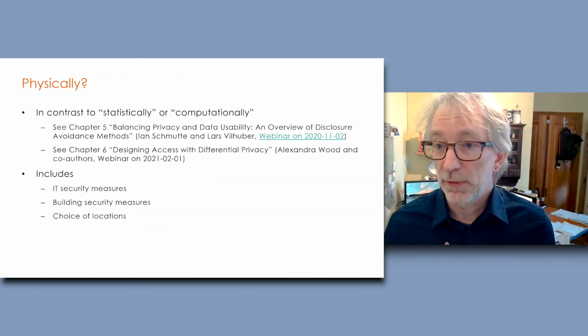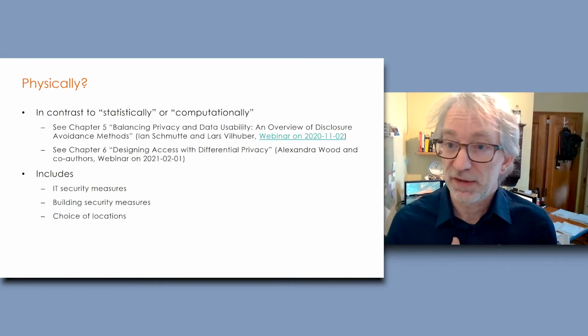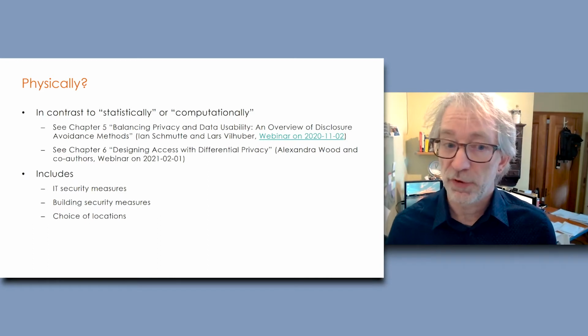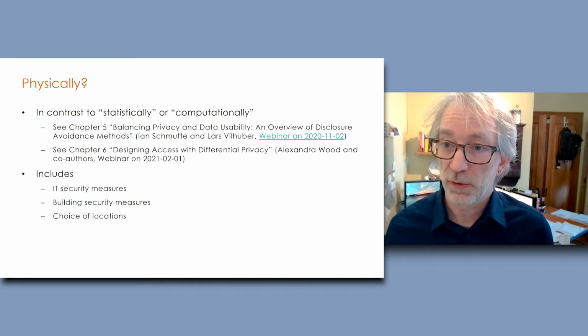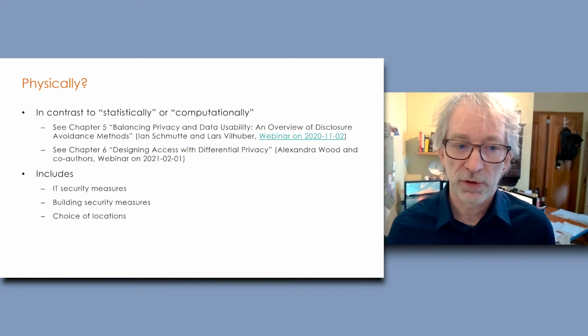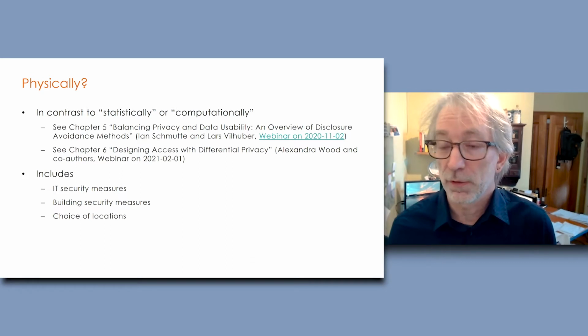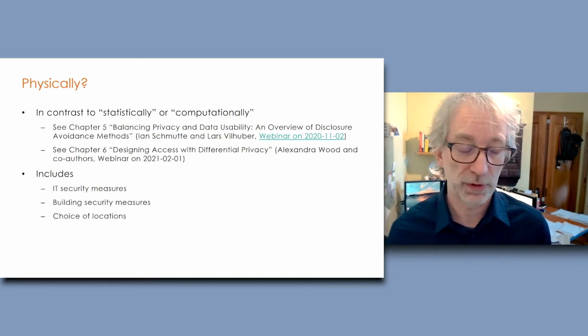What do we mean actually by physically protecting the data? Well, this is primarily in contrast to statistically or computationally protecting the data. My co-author Ian Schmuddy already presented on balancing privacy and data usability in November. That's chapter 5 in the handbook. And chapter 6, you heard last week from Alex Wood and her co-authors, discussed how to design access with differential privacy in mind. There are, of course, other ways of protecting the data as well, through legal agreements that we've heard about as part of the series as well.